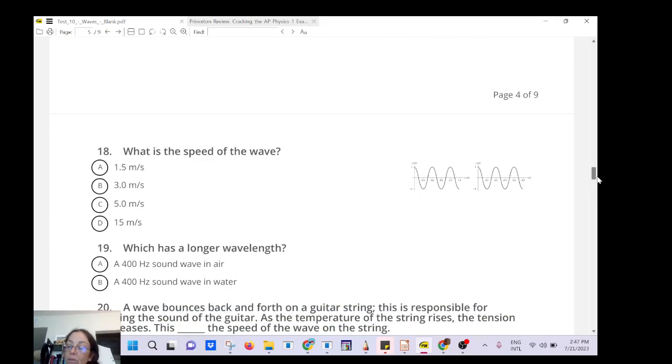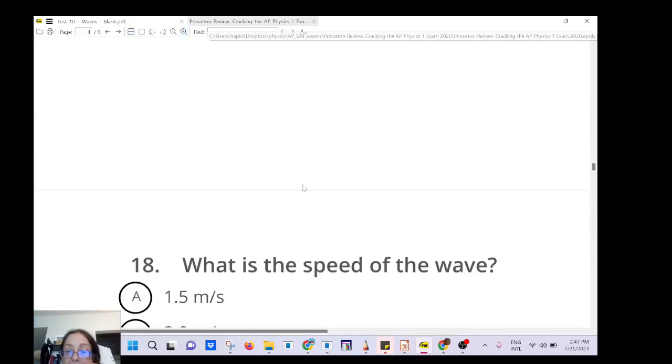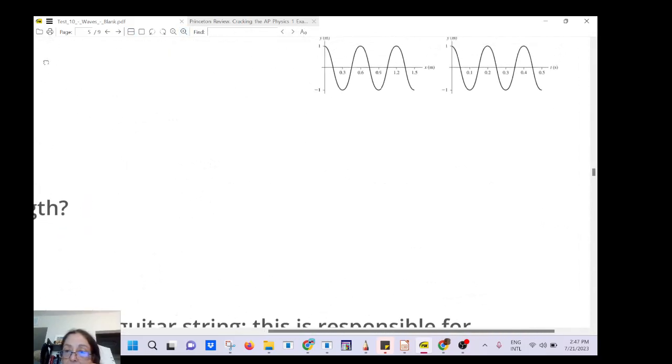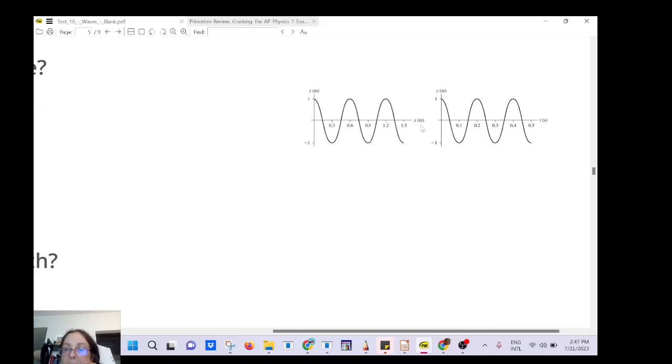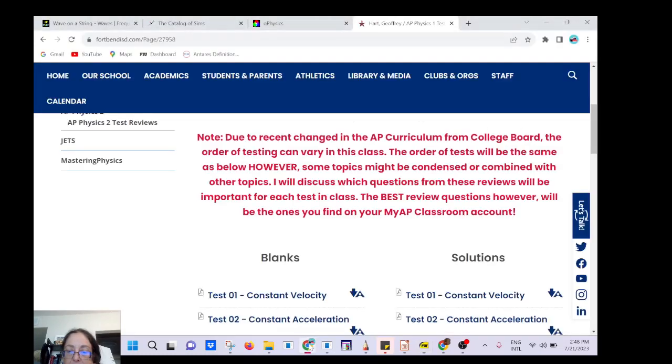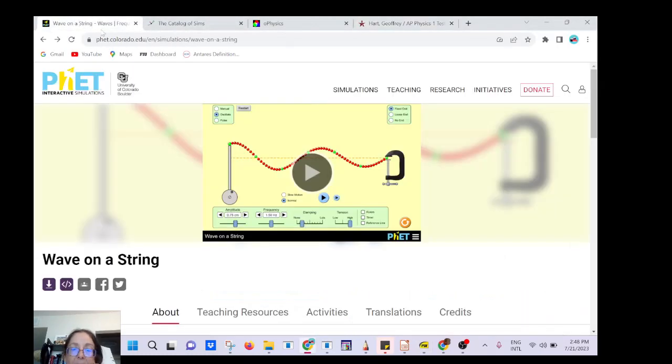So here, I'm not sure I can see anything here. What do they want? What is the speed of the wave? So this is X and this is T. That means for X, you take a picture of your wave on the string moving at a given speed, and that picture will give you this, right? So again, I like this simulation here.